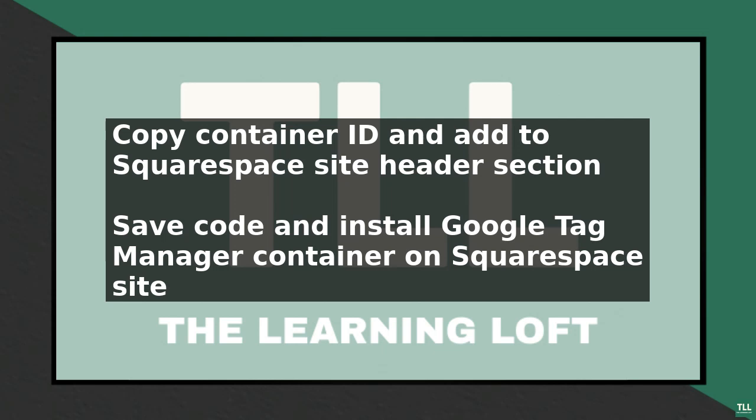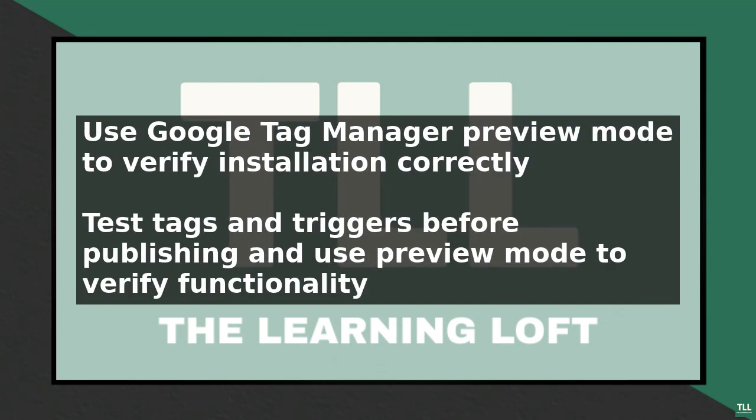You can then use Google Tag Manager to add tags, triggers, and variables to your site, giving you more control over your marketing and analytics efforts. To verify that Google Tag Manager is installed correctly, use the Google Tag Manager preview mode. This will allow you to see the tags that are firing on your site and make any necessary adjustments.